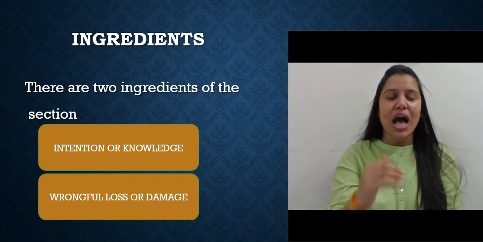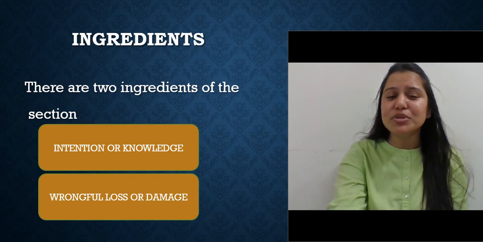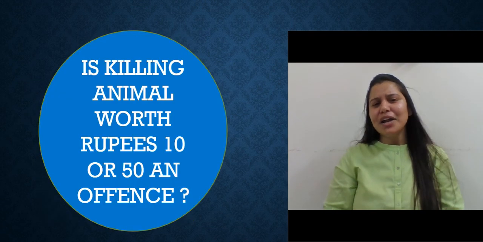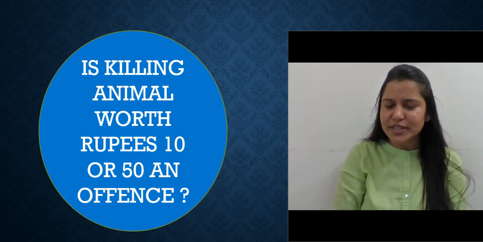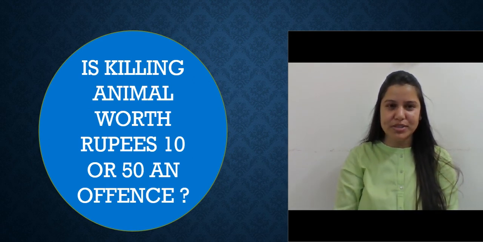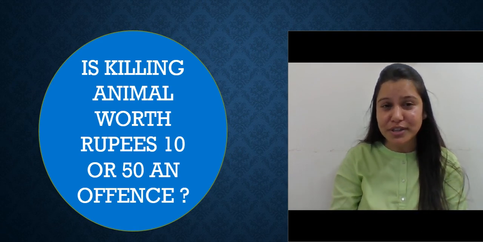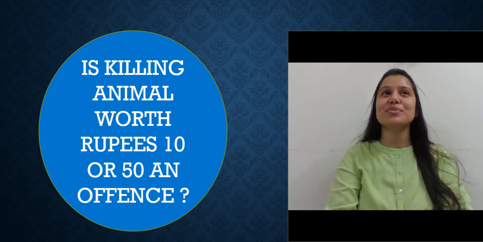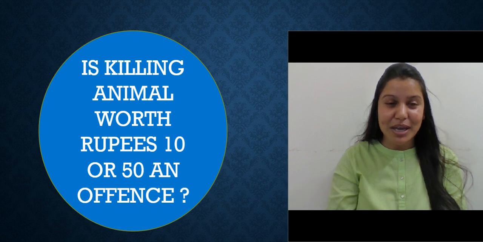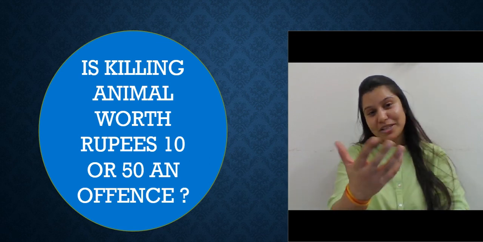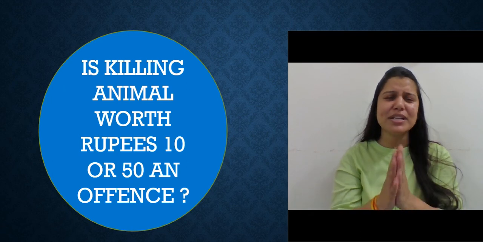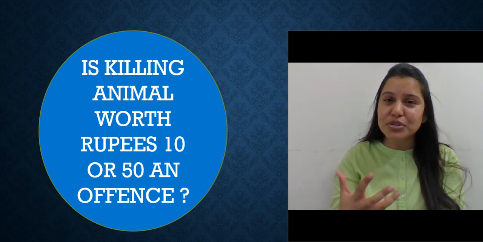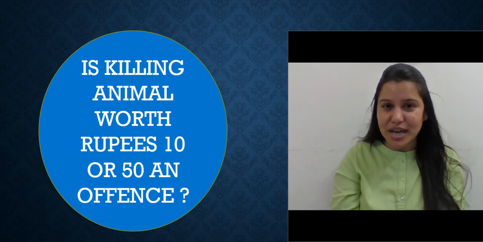Now, as I hope the things are clear in your mind, I have certain questions for you. Let's move on to the questions now. Is killing an animal worth rupees 10 or 50 an offense? What do you think about it? Now, yes, it is an offense, right? And as we see, this law came into existence in 1860. So by the prices, you can see that 10 or 50, the prices here do not matter. They have listed the least price in order to actually prevent cruelty against animals.